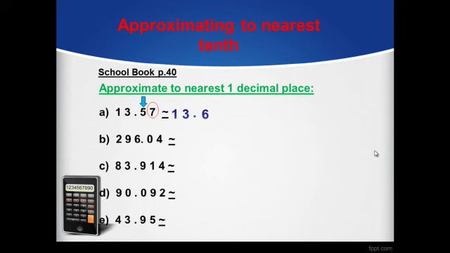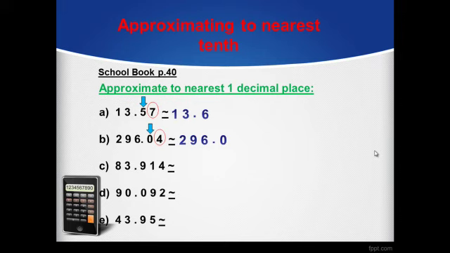Next one, 296.4. Also, we will look at our 10th digit, which is here 0. Put the numbers before it same as it is, 296, and the decimal point, same as it is. Look at the hundredths digit, which is 4, a weak number, which will do nothing to our 10th digit, so we will put 0. And numbers after the 10th digit will be cancelled out.